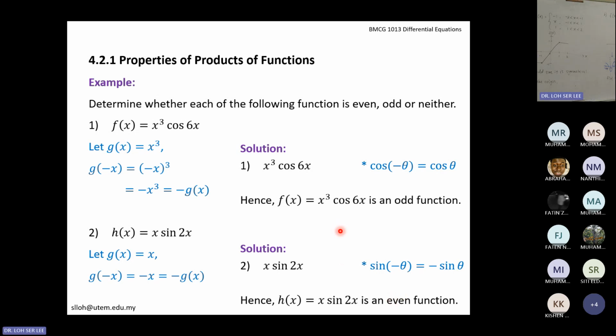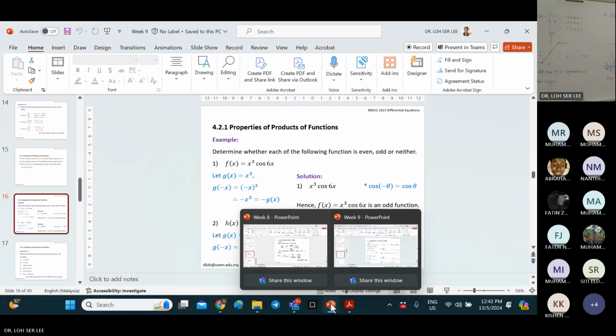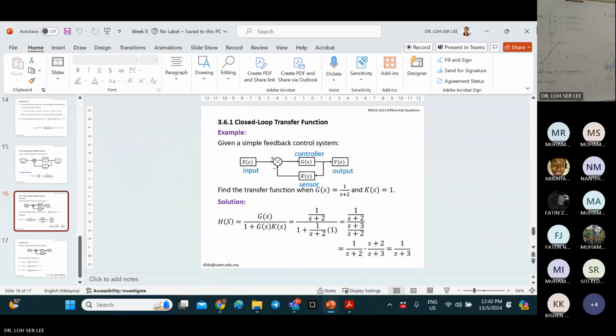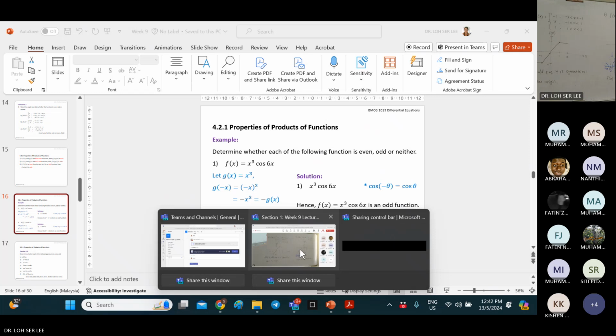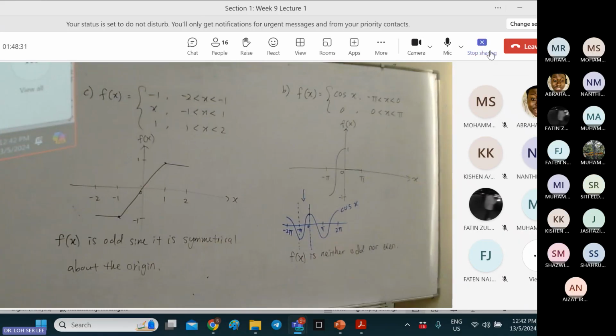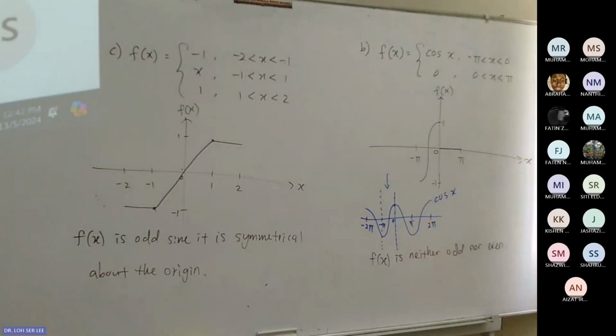But of course, this one, you can also use the same way to check for odd or even.